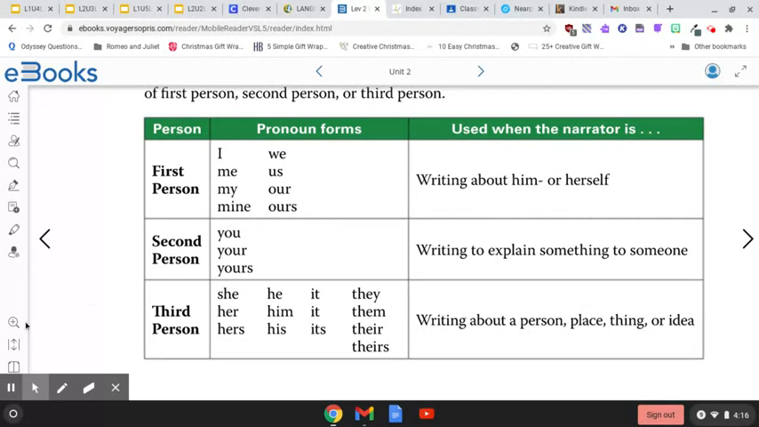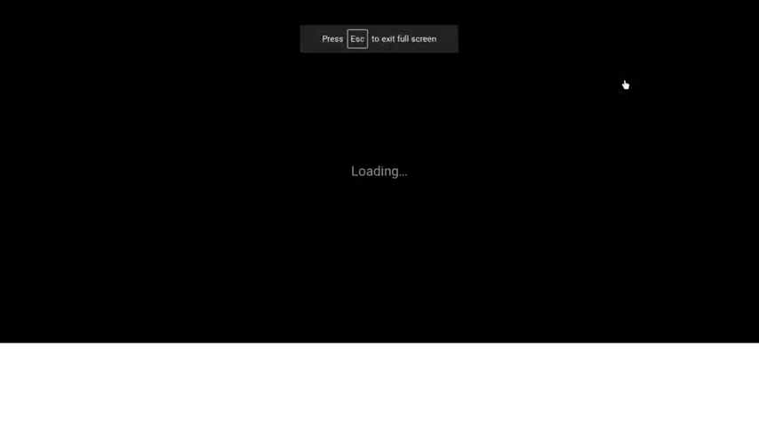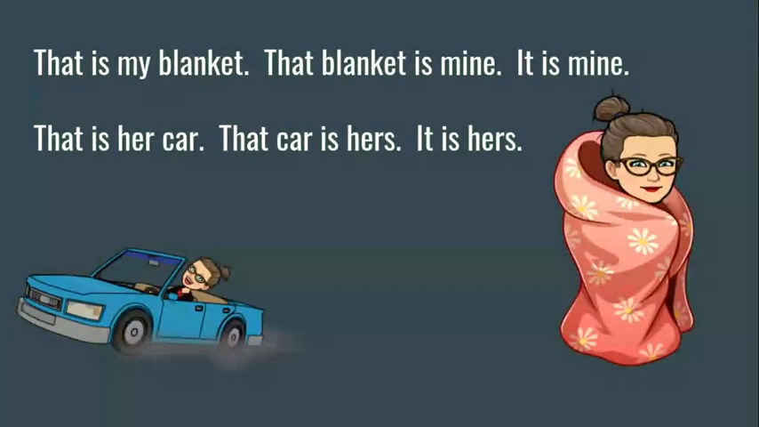Let's look at some examples. That is my blanket. That blanket is mine. It is mine. That is her car. That car is hers. It is hers. Notice that it does not have blanket and car after the second and third sentences.